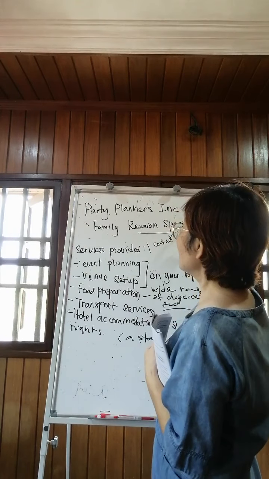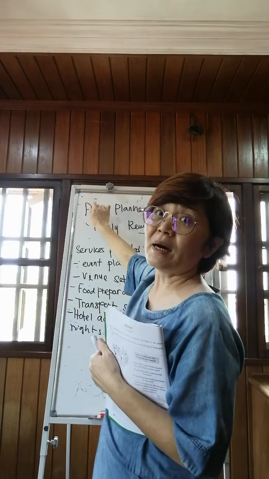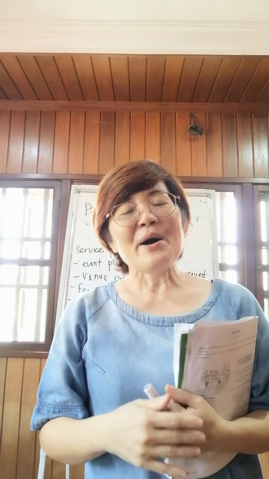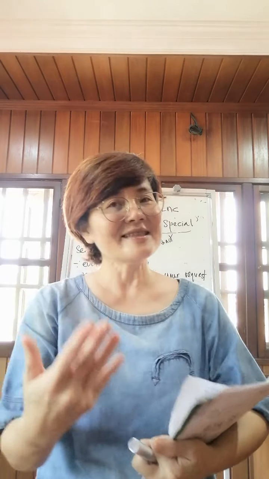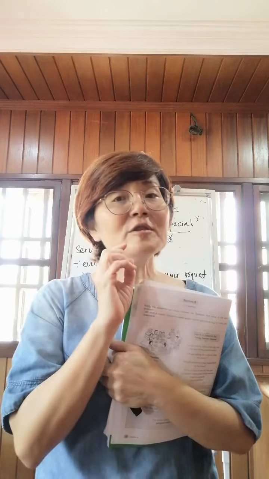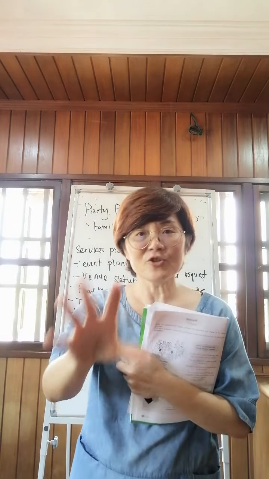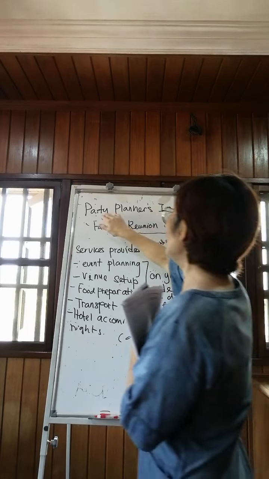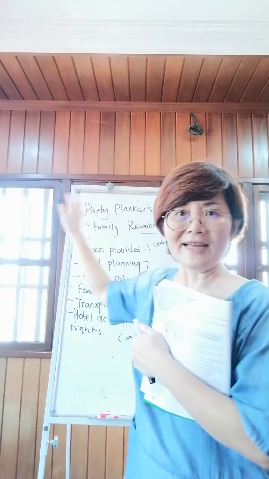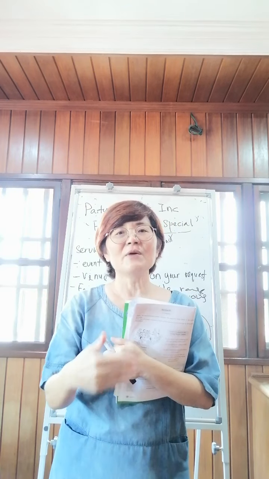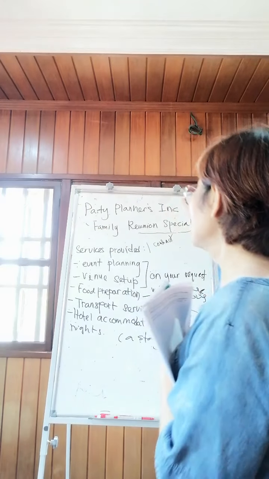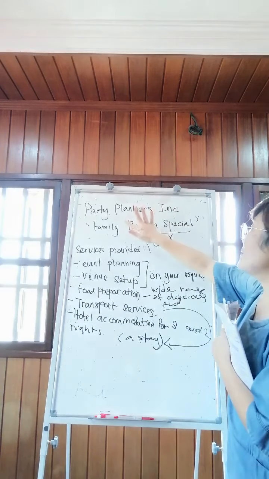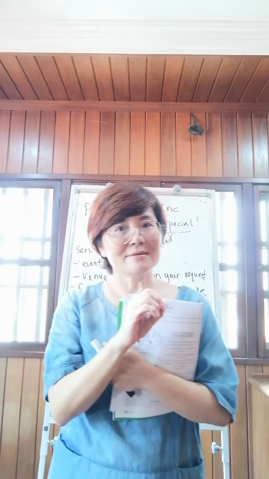然后你要 recommend 他这个 package, family reunion special, 谁给的？Party Planners, 这个是公司的名字，这个是 package 的名字。所以你就讲，I suggest you, 或者 I would like to suggest you, 而是你不要讲 I would like to suggest you. 你可以讲, I would like to suggest the family reunion special by Party Planners Incorporation. You can just say that. I would like to suggest you the family reunion special provided by Party Planners Incorporation. You just write like this.